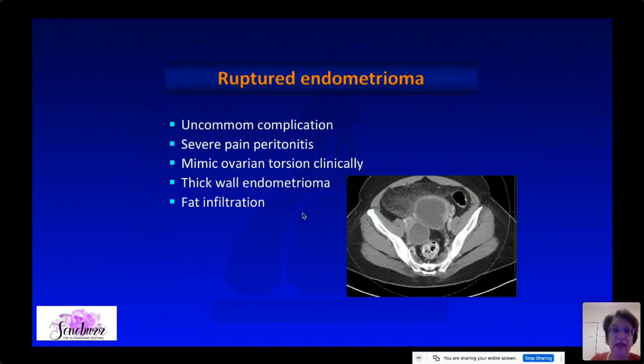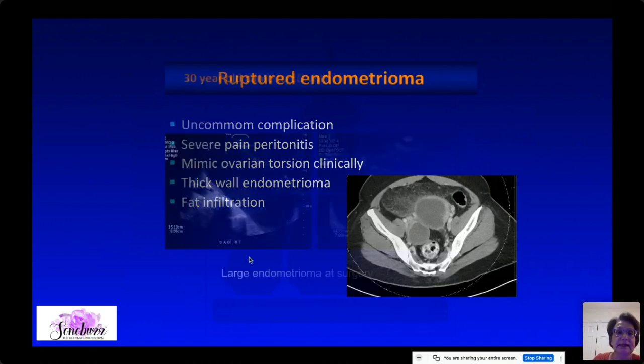Now, ruptured endometrioma is an uncommon complication. They have severe pain because of the peritonitis. It can mimic ovarian torsion clinically. Suspect it if you have a thick wall of the endometrioma. It should not have an asymmetric thick wall like this, and if you have this focal fat infiltration.